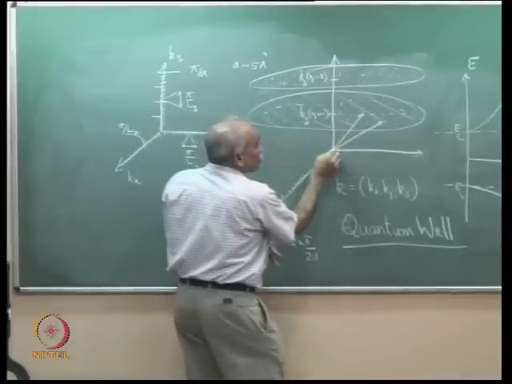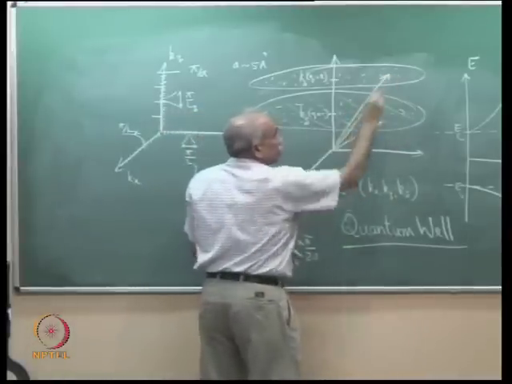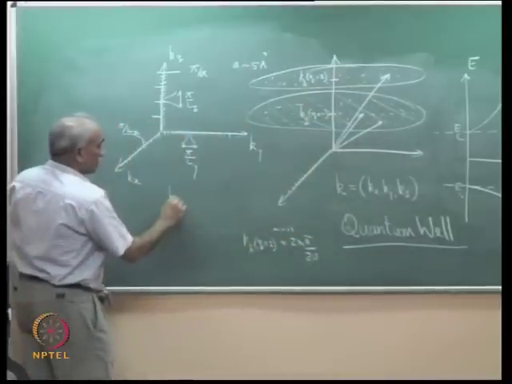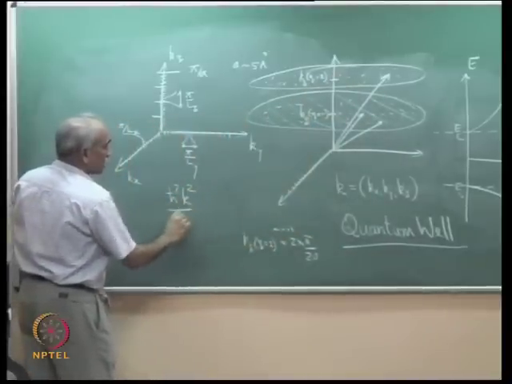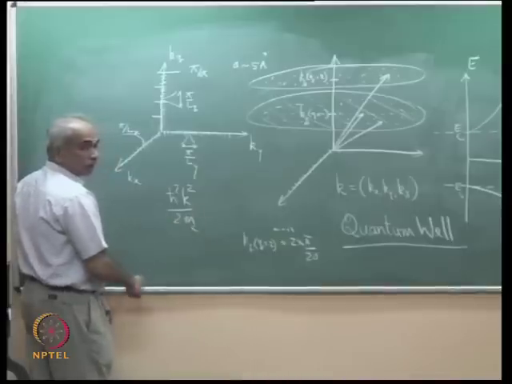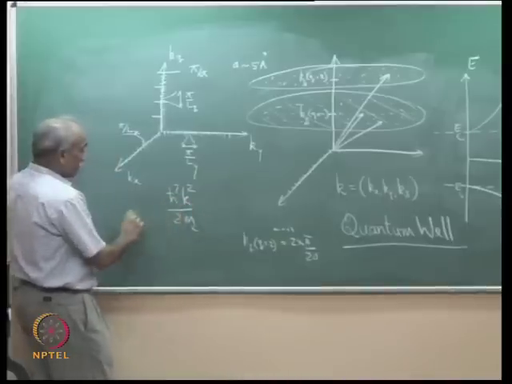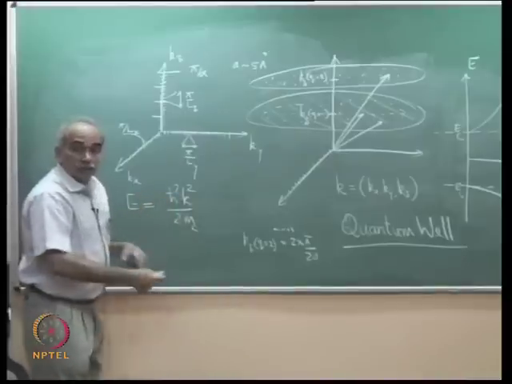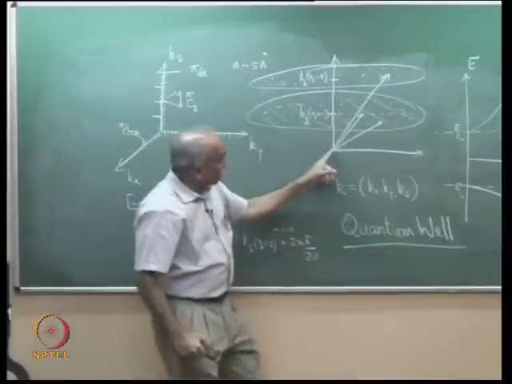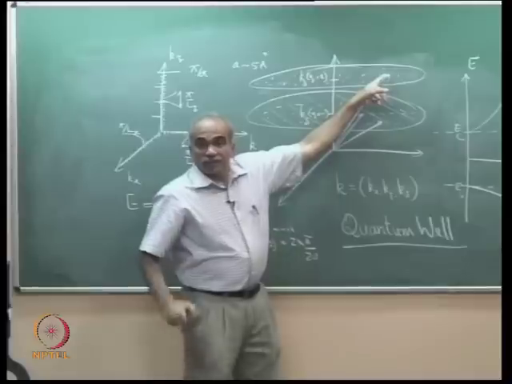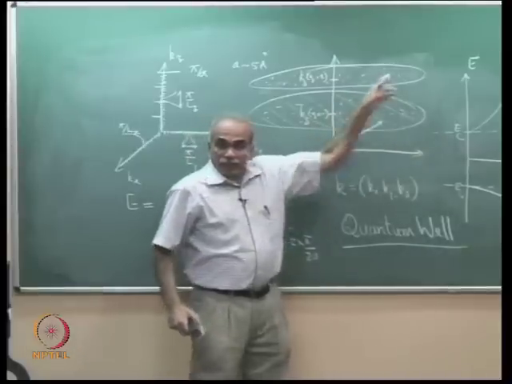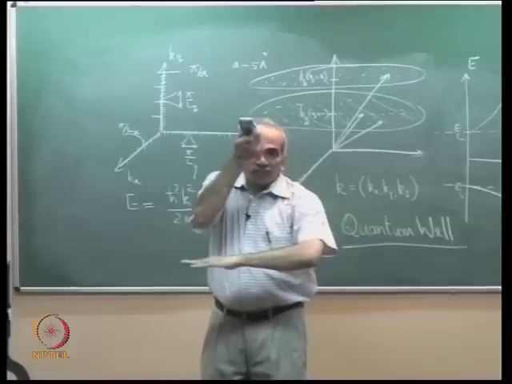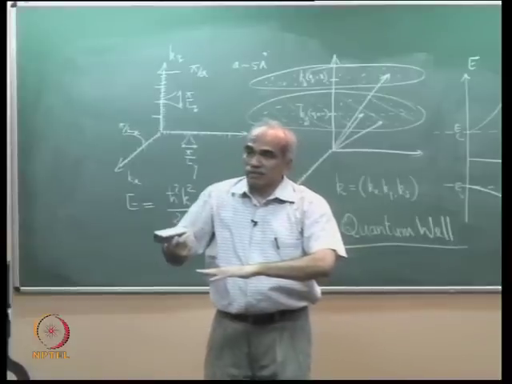If k is sufficiently large, that means if energy is sufficiently high, remember that energy is h cross square k square by 2m_c. So if k is very large, it means the kinetic energy is large. So electrons with large kinetic energy can have a k here. The tip of the vector can sit either in the first plane or in the second plane, nowhere else.